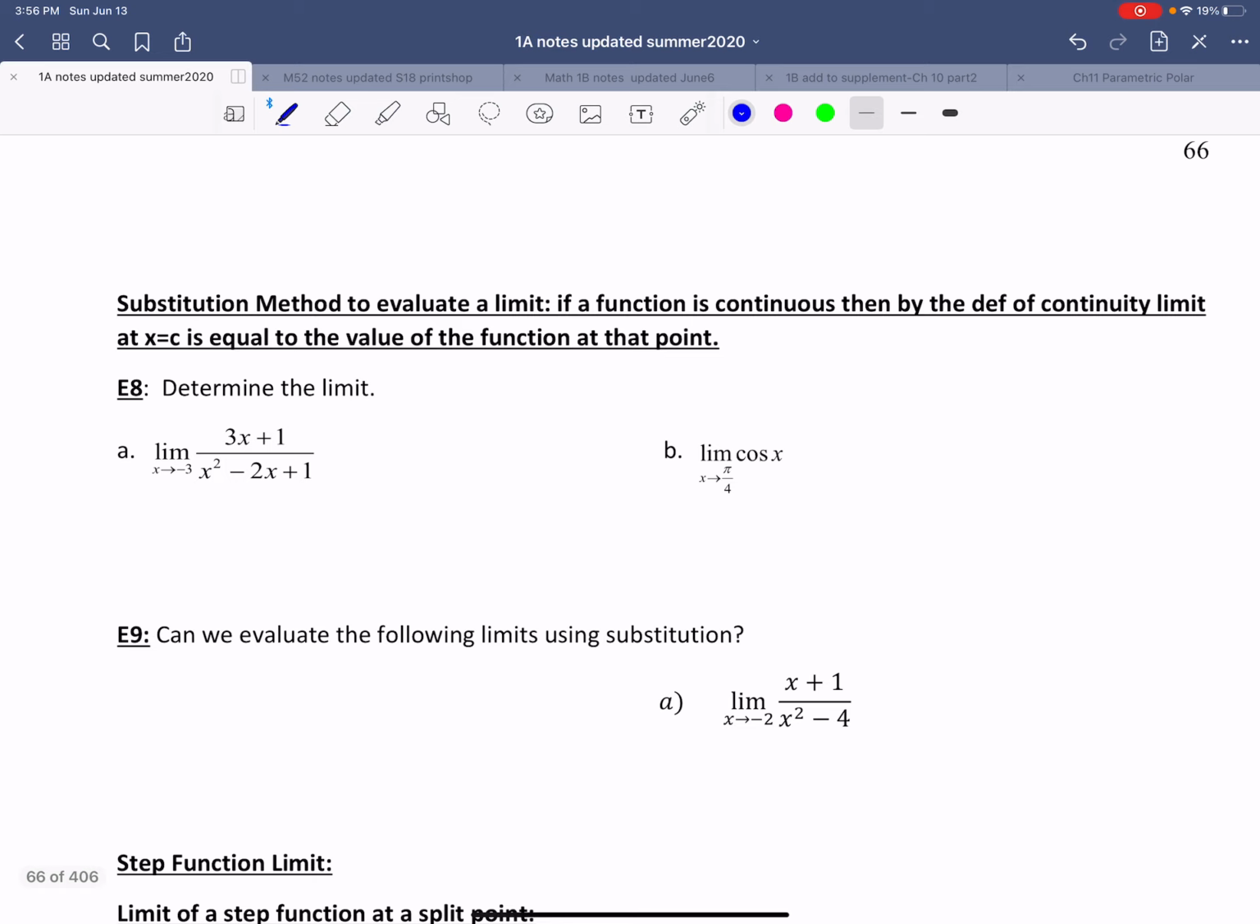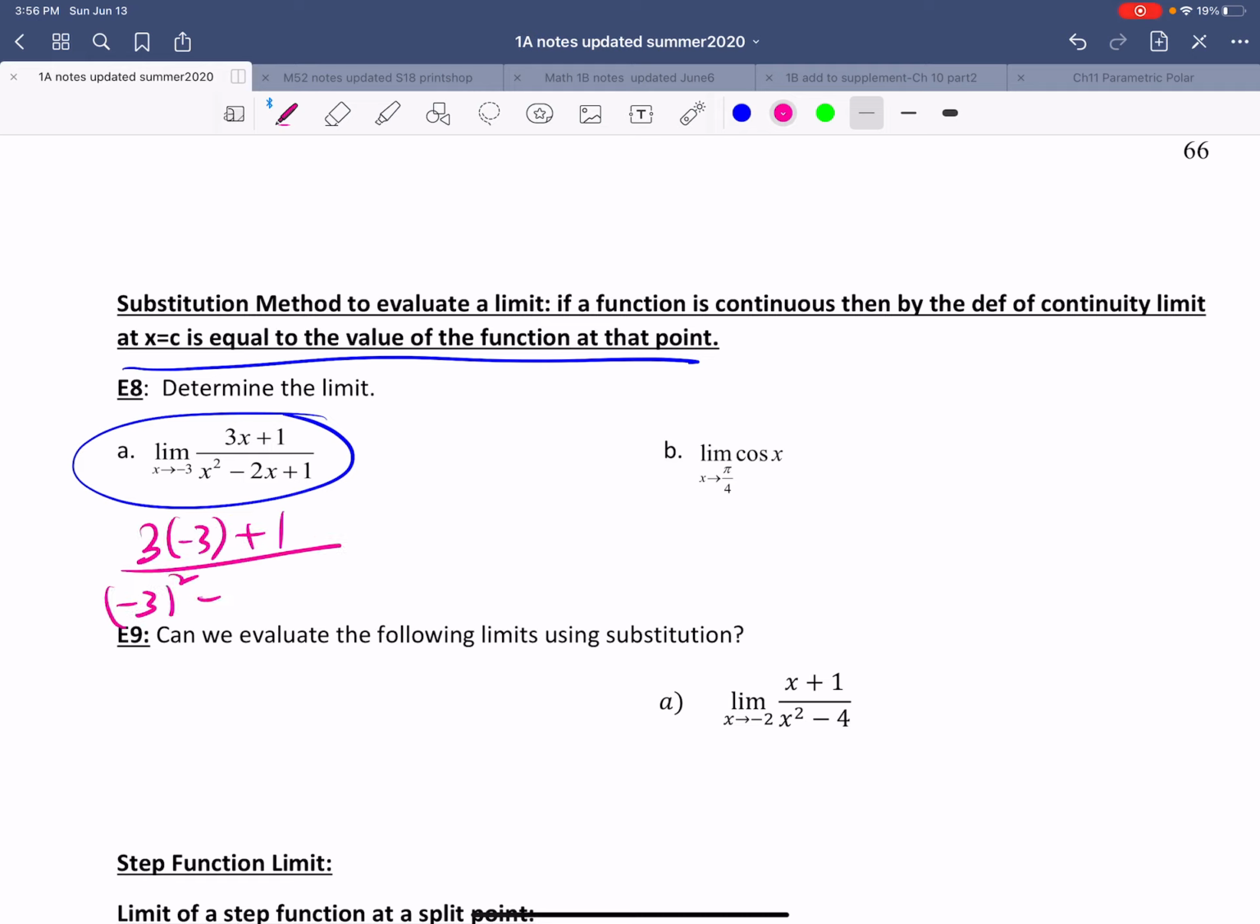Next, let's look at the substitution method to evaluate a limit. If a function is continuous, then by the definition of continuity, the limit at x equals c is equal to the value of the function at that point. So here, let's see if this function is continuous at -3. Yes, it looks like it is. That means I can go ahead and substitute the number -3 for each x in here. -3 squared minus 2 times -3 plus 1. That comes out to be 9 plus 6 plus 1, which is 16. -8 and 10, that is going to be -1/2.